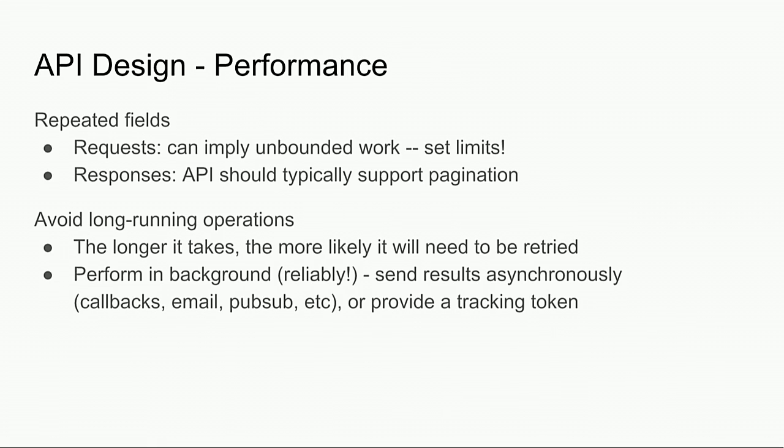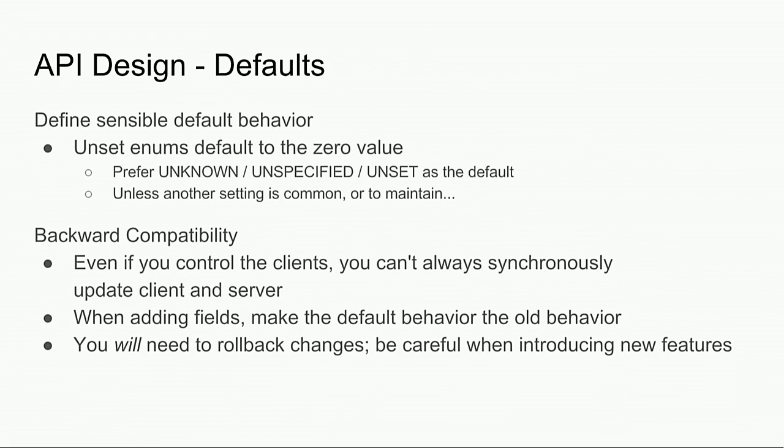For instance, by performing the operation in the background, return from the RPC as quickly as possible, and then perform that operation in the background and deliver the results through some other mechanism besides the RPC response. So you can use either a callback or an email or publish a message to PubSub. Or you can also, in your response message, provide a tracking token back to the user, and then they can call a different RPC in your service to check on the status of that operation. But yeah, pay attention to those long-running operations.